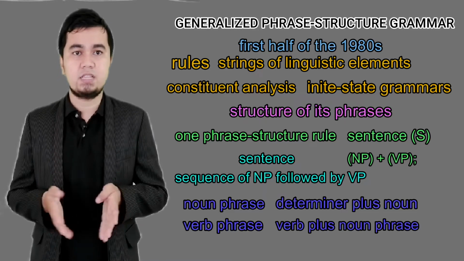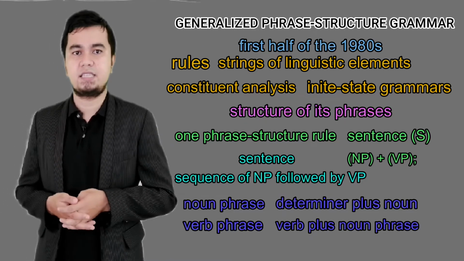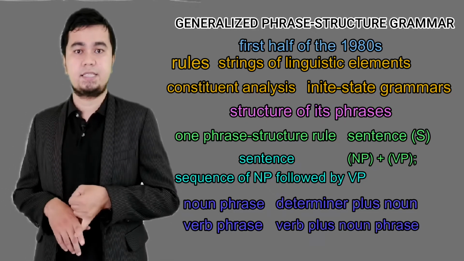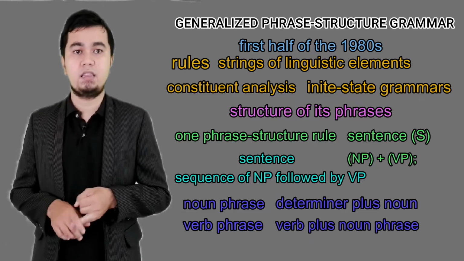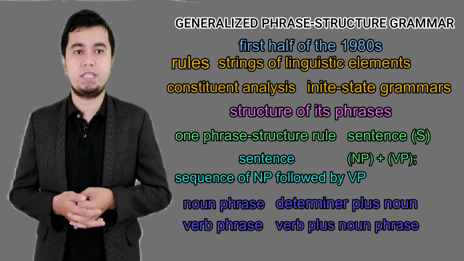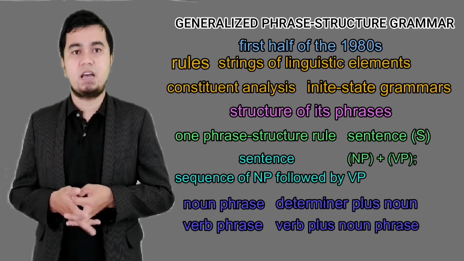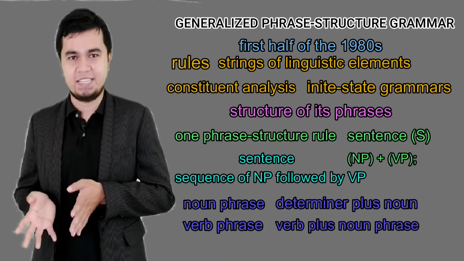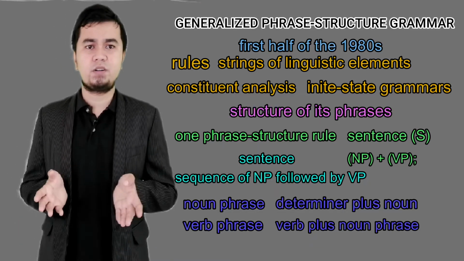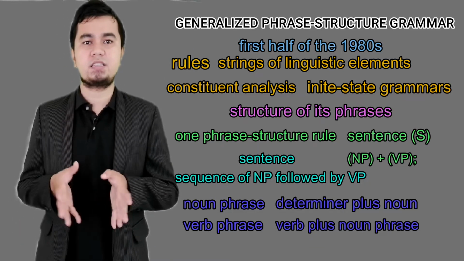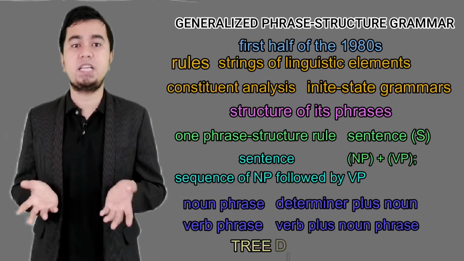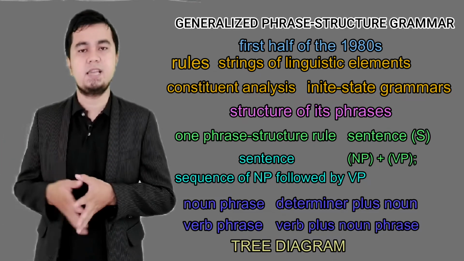So, a noun phrase can be rewritten as a determiner plus noun, and a verb phrase can be rewritten as a verb plus noun phrase. Now, the structure of a sentence as generated by this is illustrated on the tree diagram that you can see.